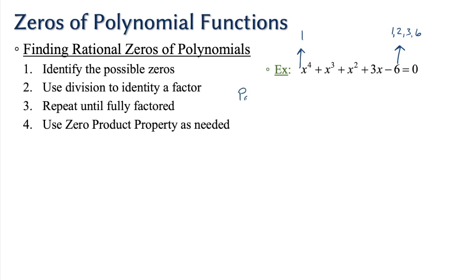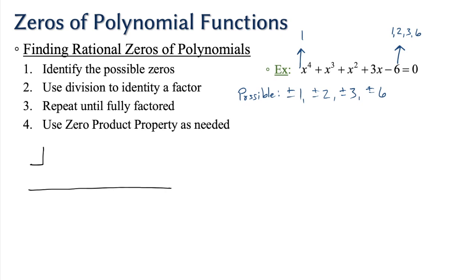So let's go ahead and list out the possibles. Now remember, all of these could be positive or negative. So it's positive or negative 1 divided by 1, positive or negative 2 divided by 1, 3 divided by 1, and positive or negative 6 divided by 1. Okay, so again, now we have to go ahead and check. So we're going to do our synthetic division.